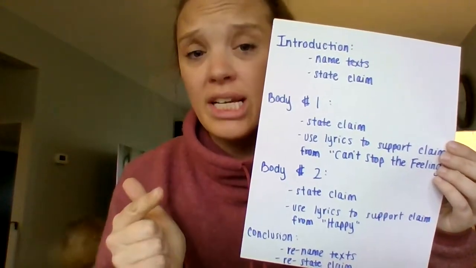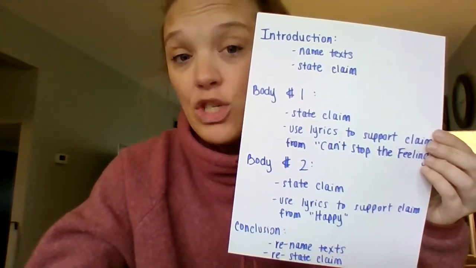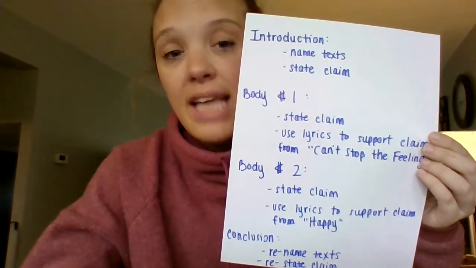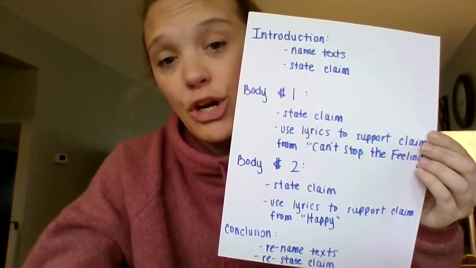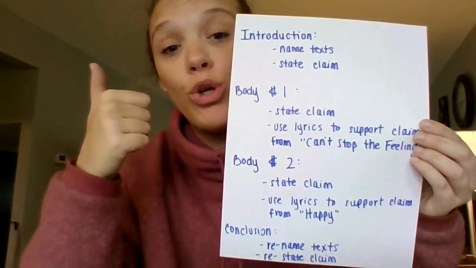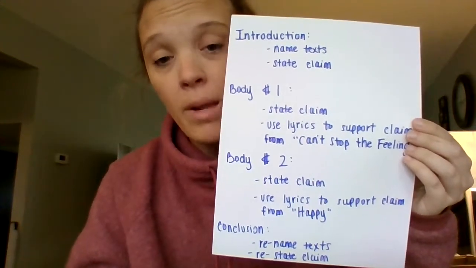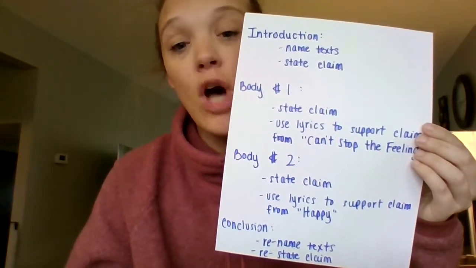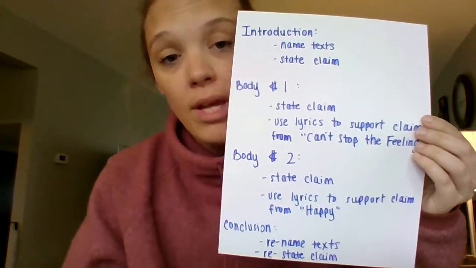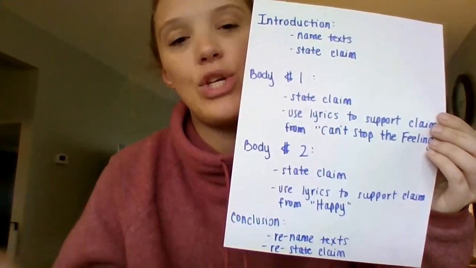This trimester, we really wanted to hammer down structure and organization with my 5th graders, okay? So we're going to have an introduction where you'll name the 2 texts or songs and state your claim about the moods. What kind of mood do these 2 songs create for the listener? Body paragraph number 1, you will restate your claim and then use lyrics from Can't Stop the Feeling to support your claim. Body paragraph number 2, you're going to restate your claim again and then use lyrics from the song Happy by Pharrell Williams to support your claim. And then your conclusion, you restate the texts or the songs and restate the claim.